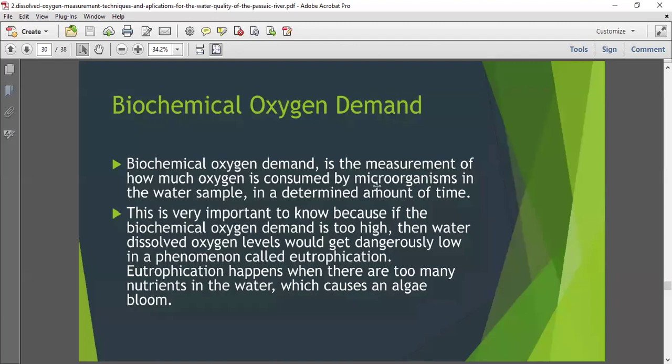The phenomenon called eutrophication. Eutrophication happens when there are too many nutrients in the water, which causes an algal bloom. Algal bloom means that it is the microorganisms.